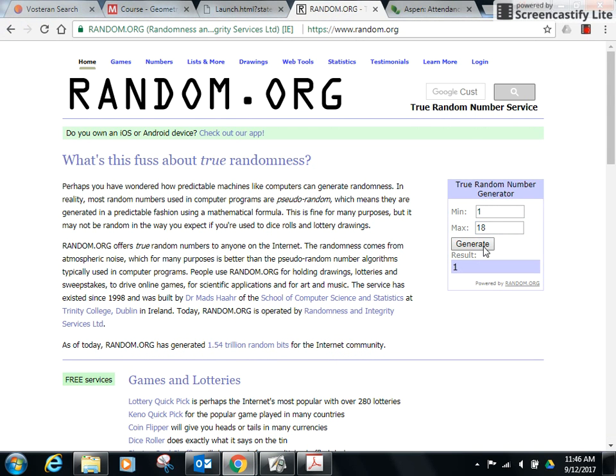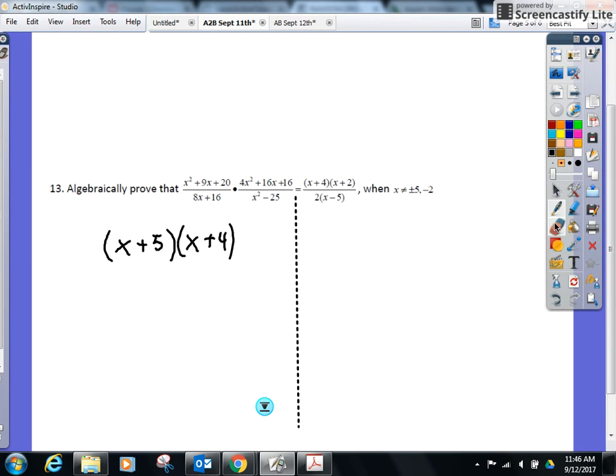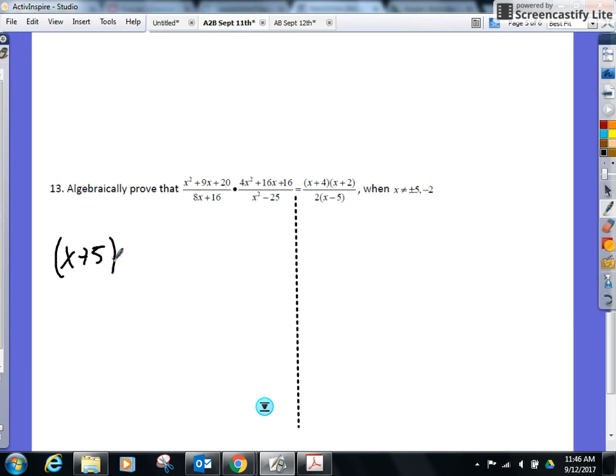Who's got one? Okay, let's go. Help. X squared plus 9x plus 20. Okay, what did he do to factor that? Two numbers that multiply to 20 and add to 9. Done. X plus 5, x plus 4.